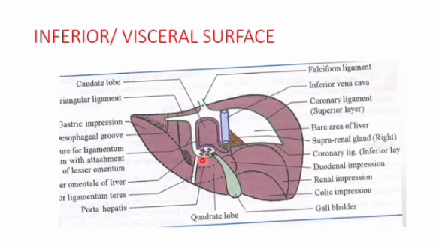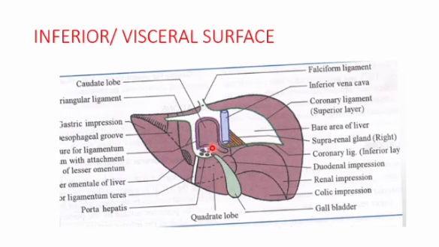And the fissure for the ligamentum teres and the quadrate lobe. The quadrate lobe, as the name itself gives, is quadrangular in shape, bounded on the left by the ligamentum teres, on the right by the fossa for the gallbladder, inferiorly by the sharp inferior border, and above by the porta hepatis. So this lobe we can call the quadrate lobe of the liver.